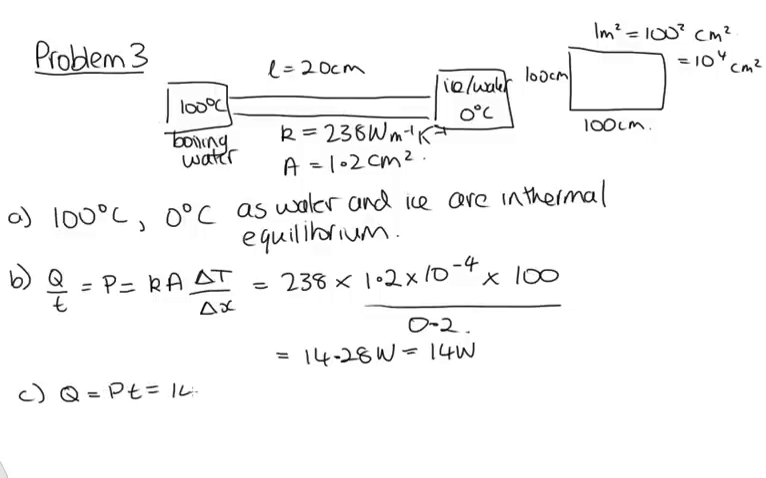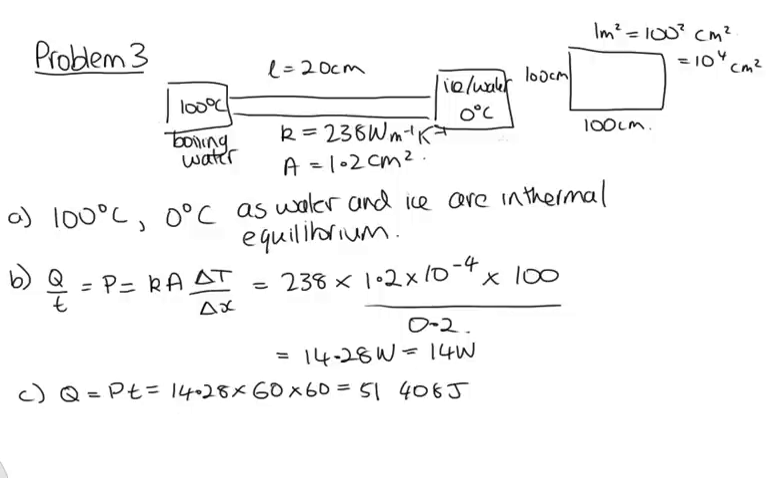So we've got the power is 14.28, and now we need the time, which is 1 hour. So there's 60 minutes in an hour and then 60 seconds. And so solving that, we have 51,408 joules added to the system.